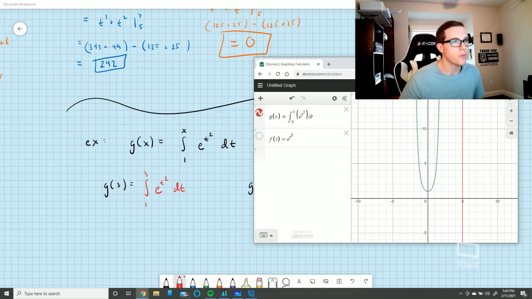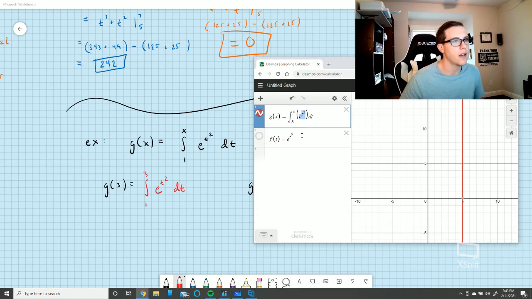But here's the point. There's no way to express this using antiderivative notation that we know. But by defining g of x as the antiderivative of this, I can now find that actual equation, even though it's not expressible by normal conventions. So let me say that again. I can't find the antiderivative of e to the t squared. But what I can do is talk about the integral by creating a function defined by the integral. So that's one way to deal with it.